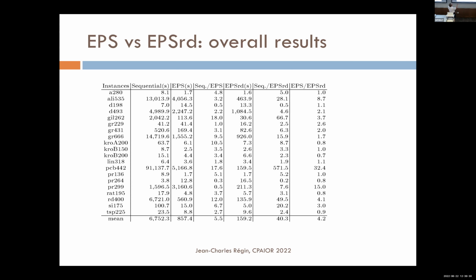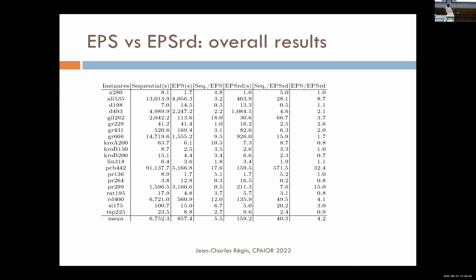And the overall result of EPSrd is that we improve almost everywhere, and especially for hard problems. For this one, for instance, we need now 200 seconds instead of 3,000. And so the mean factor is now 40 for 96 cores. This is a good factor that we are able to consider. And here we have 4.2. These are geometric means, so these are very good factors for EPSrd.